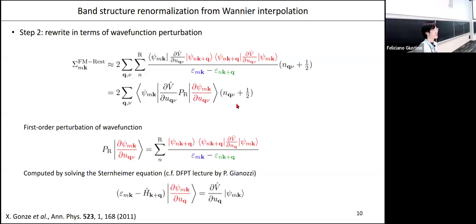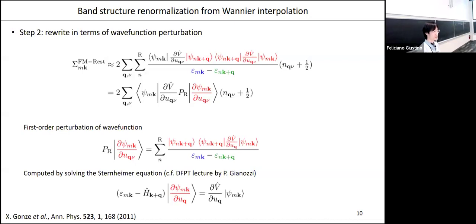Now this is just rewriting the same quantity, but now the sum over bands is made implicit in this wave function perturbation. So you may wonder, this is just rewriting the same quantity and hiding the sum over bands in this wave function perturbation. What do we gain from this? First, what we gain is that we can easily calculate this wave function perturbation without doing an explicit sum over bands, and instead by solving this linear equation, which is called the Sternheimer equation.